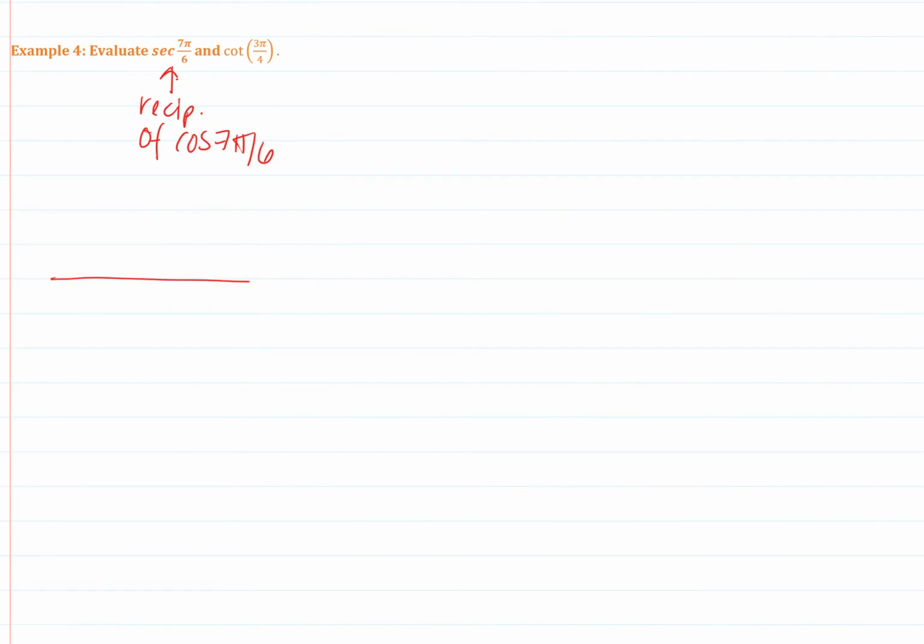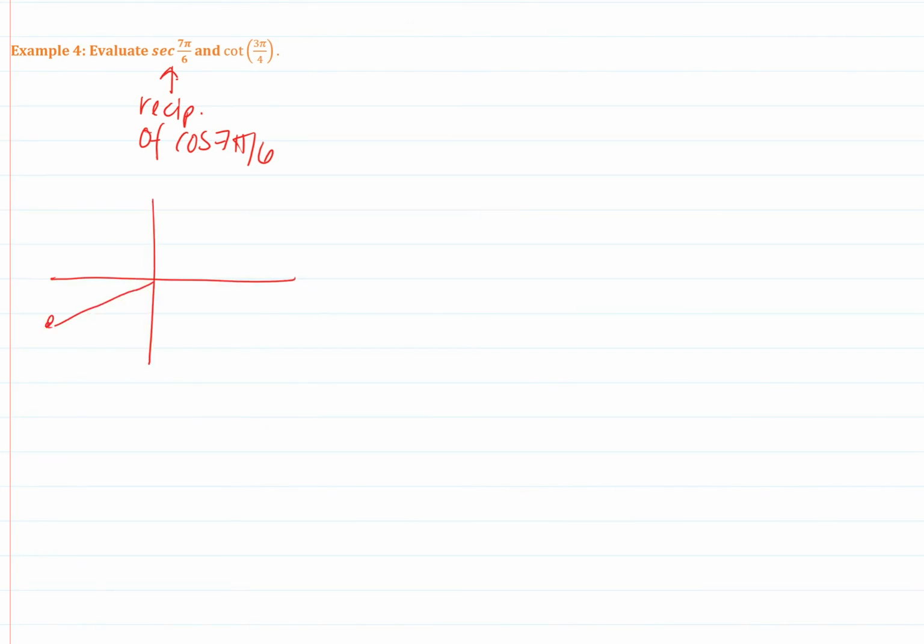One more example for us today. We're going to evaluate two expressions, the secant of 7 pi over 6 and the cotangent of 3 pi over 4. Now secant, that's the reciprocal: sine, cosine, tangent, cosecant, secant, cotangent. This is the reciprocal of the cosine of 7 pi over 6. So I just need to know what the cosine of 7 pi over 6 is.